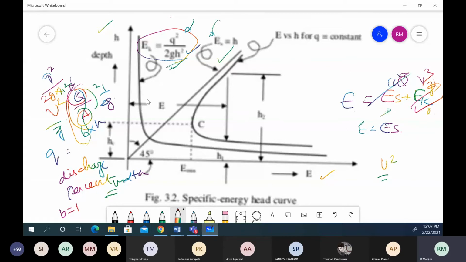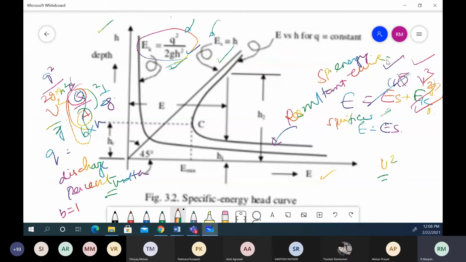Okay. So if I am plotting this versus H, it is going to be a parabola. Okay. So if I am adding both ES and EK, which is nothing but your specific energy, this is going to be your resultant specific energy curve. Okay, now we are going to discuss why it is happening like this.